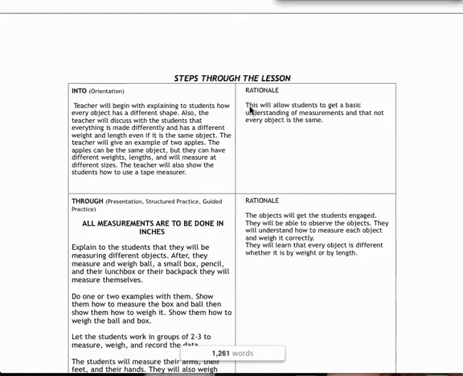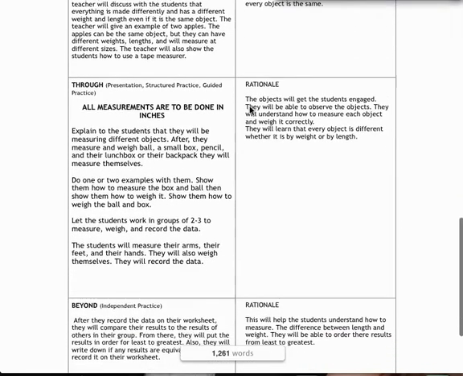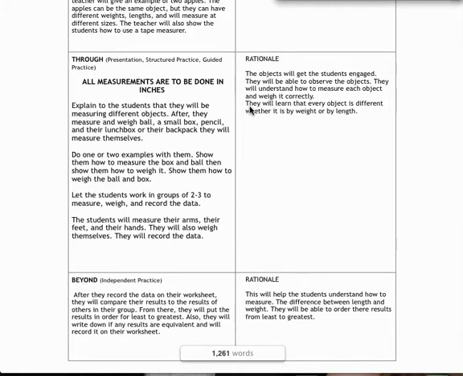My rationale for this part is that students will get a basic understanding of measurements and that not every object is the same. I will also explain to them how not every person's arm is going to be the same length. You're not all going to weigh the same. You're not all going to be the same height because we are all different. And then in my presentation, I will explain to the students that all measurements are to be done in inches, which I will show them on their ruler and on their tape measure.